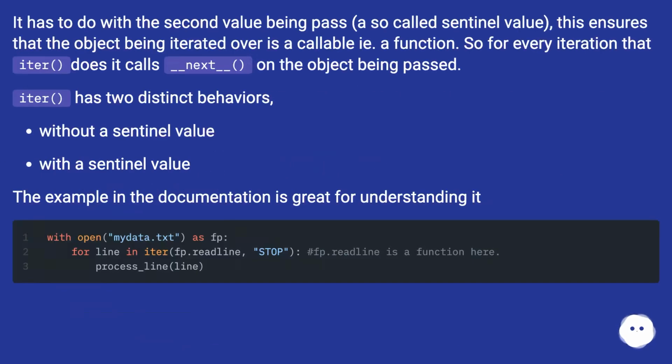It has to do with the second value being passed, a so-called sentinel value. This ensures that the object being iterated over is a callable, i.e. a function. So for every iteration that iter does, it calls __next__ on the object being passed. iter has two distinct behaviors: without a sentinel value, and with a sentinel value. The example in the documentation is great for understanding it.